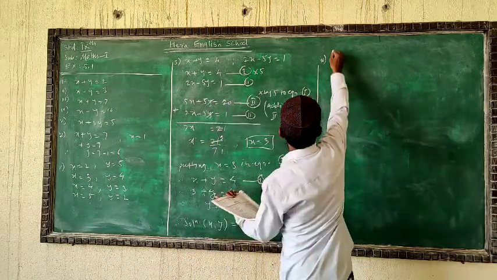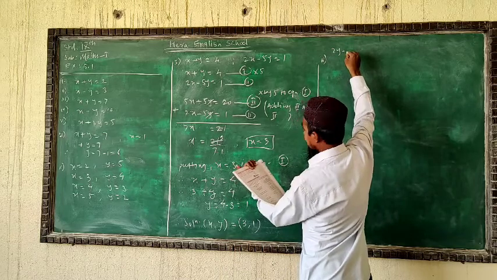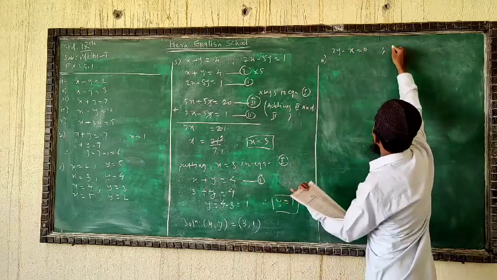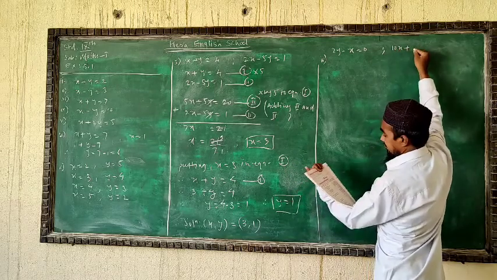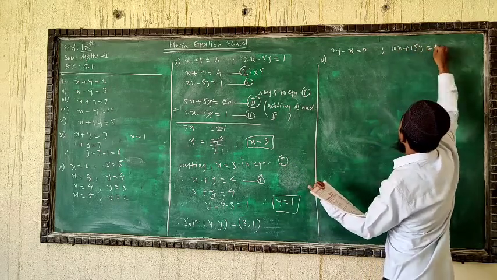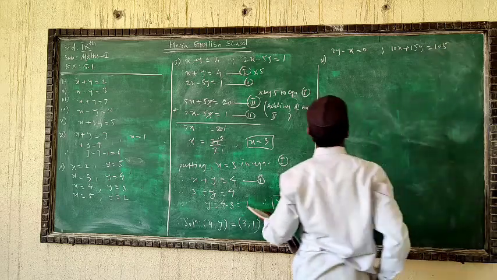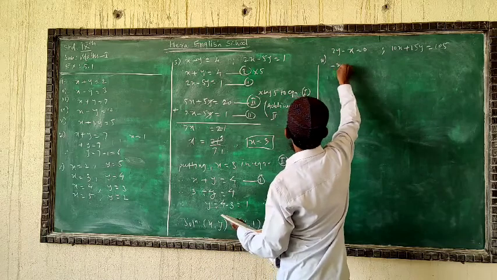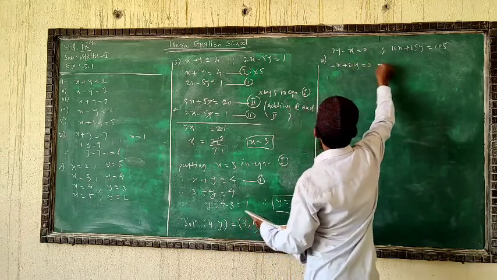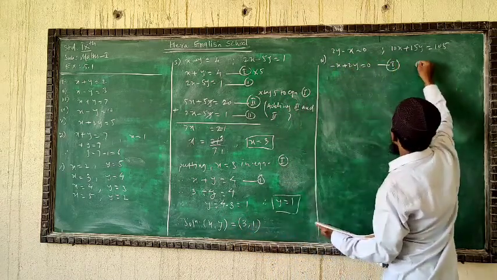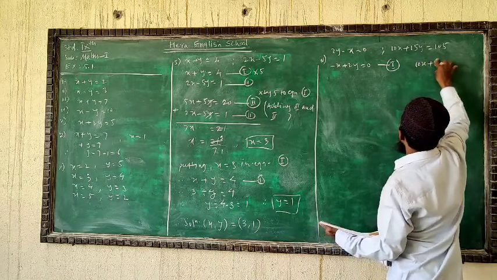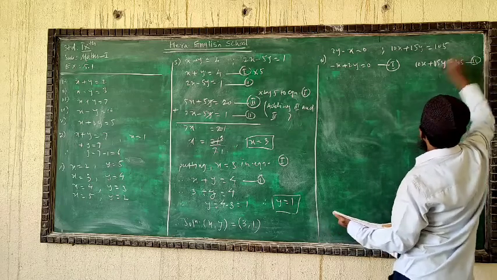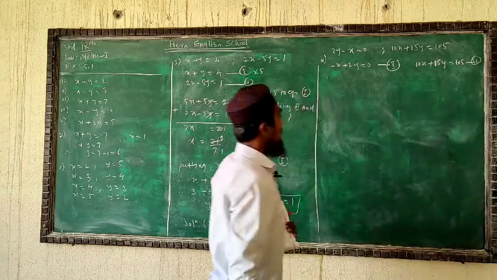What do we have? 2y minus x equal to 0. Second equation, 10x plus 15y equal to 105. Here the equation is not arranged, so we'll arrange the first equation. First one, minus x plus 2y is equal to 0. It is the first equation. And the second, 10x plus 15y equal to 105 is the second equation.